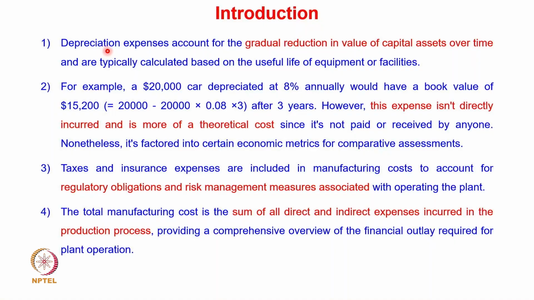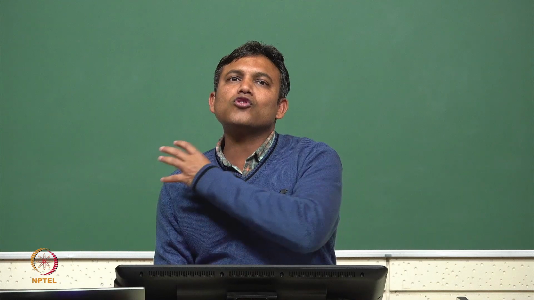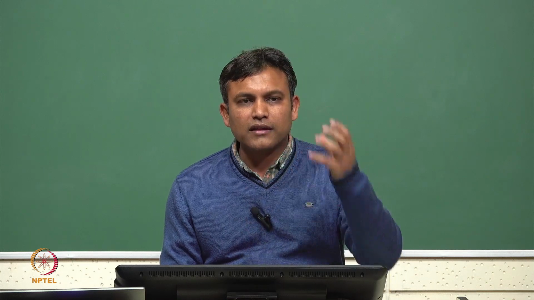If you look at the depreciation expenses, these account for the gradual reduction in the value of the capital assets over time, and are typically calculated based on the useful life of the equipment or facility. What we are saying is, over the use of the plant, the plant equipment erodes, wear and tear takes place, and because of that we have to include the cost associated with that, and this cost we call depreciation.